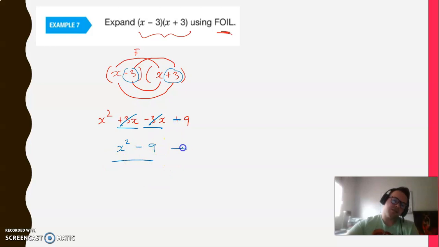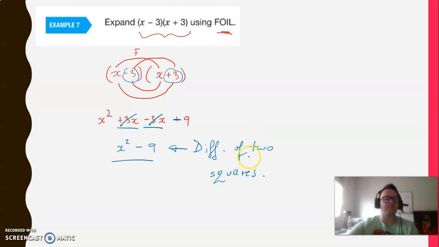Okay, and this is the famous case. We can distinguish this. This is the difference of two squares. Whenever we have to factorize something like that, basically factorizing this expression takes us back to these two brackets. Okay, great.